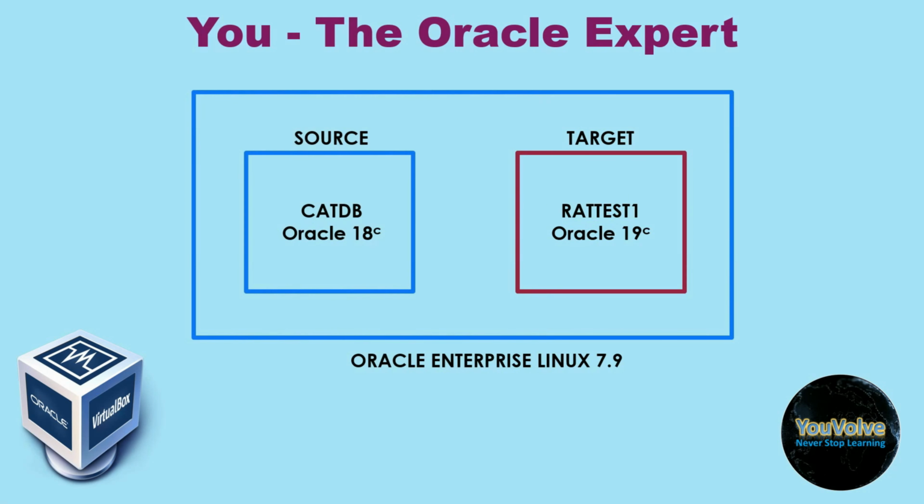For this demonstration, I will use an Oracle 18C database named CatDB as my source database and an Oracle 19C database named RAT-Test1 as my target database in an Oracle Enterprise Linux 7.9 environment. I will create a mock workload in the source database by running a PL/SQL block with a few SQL statements in an infinite loop for 15 minutes and capture it by running RAT commands. Then I will transfer the workload and replay it in the target system.